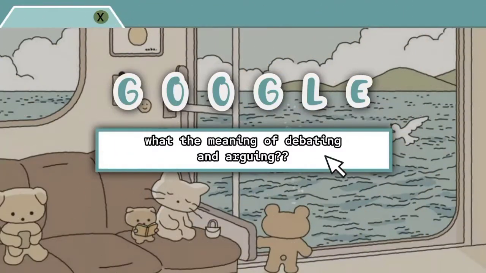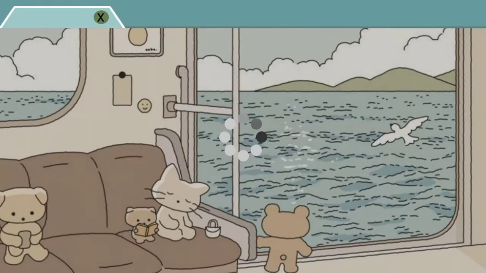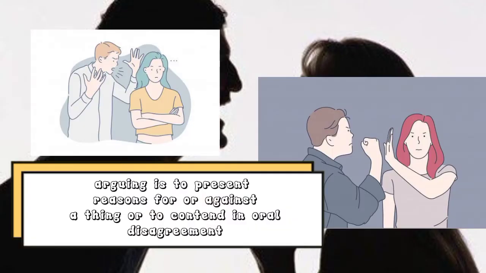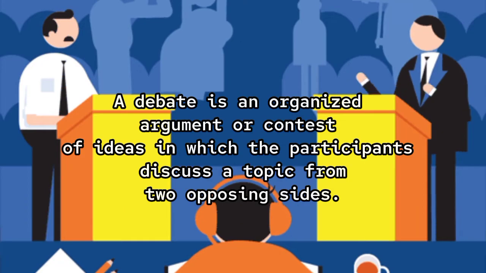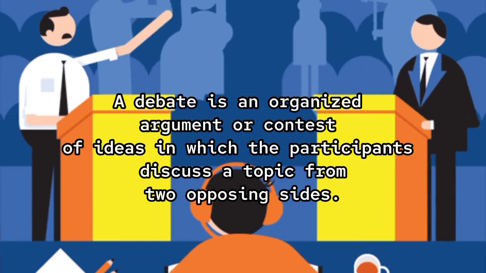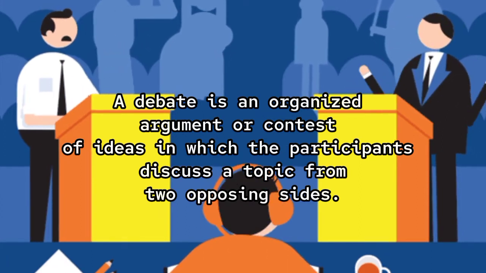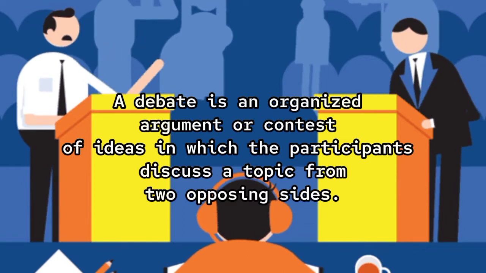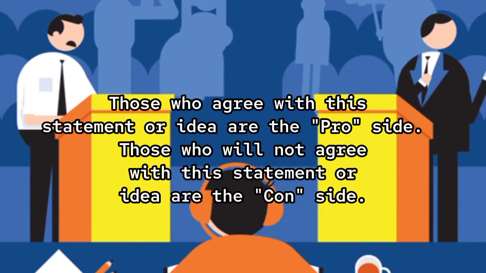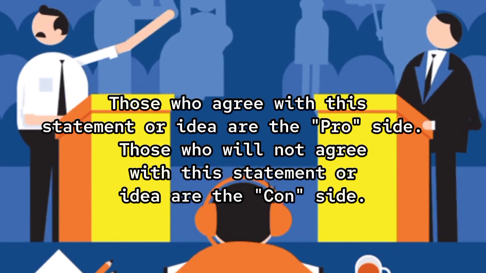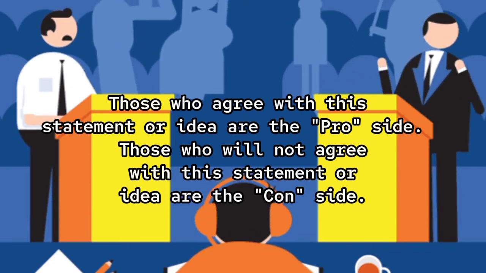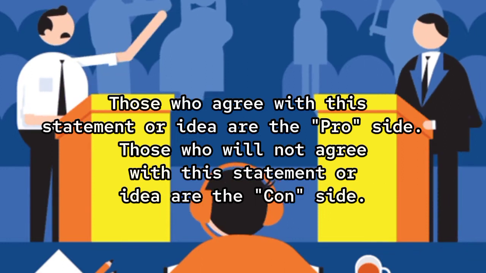For the first, what's the meaning of debating and arguing? Arguing is to present reasons for or against a thing or to contend in oral disagreement, while a debate is an organized argument or contest of ideas in which the participants discuss a topic from two opposing sides. Those who agree with this statement or idea are the pro side. Those who do not agree with this statement or idea are the con side.